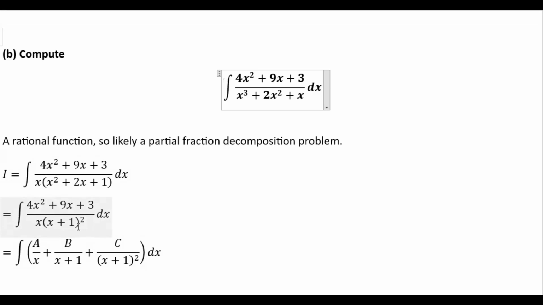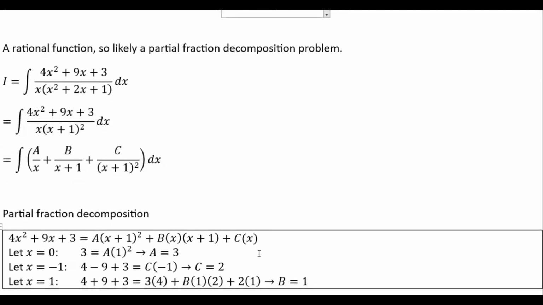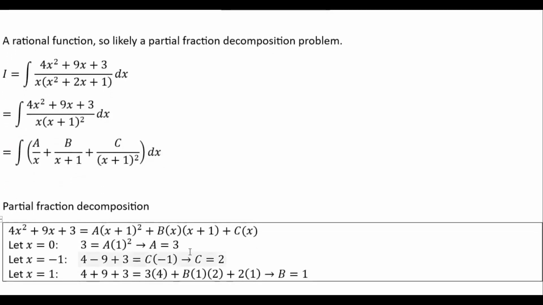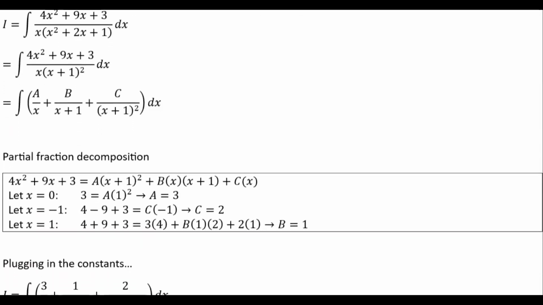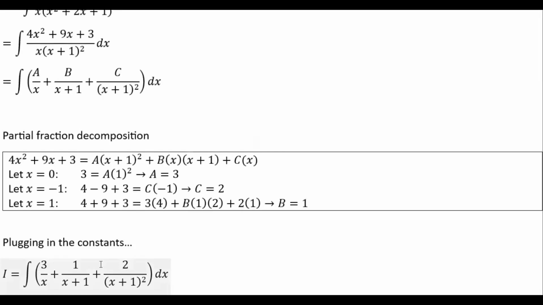Okay, so there's a repeating factor, so you got to be careful. What's the partial fraction decomposition? It's A over x plus B over x plus 1 plus C over x plus 1 squared. Since there's a repeating factor, we got to write it like this. Keep our options open. Okay, we do the partial fraction decomposition. I'm not going to go over the details here, but you get that A is 3, C is 2, B is 1. So you can pause the video to check the work out there if you need to. So plug in the constants like that.